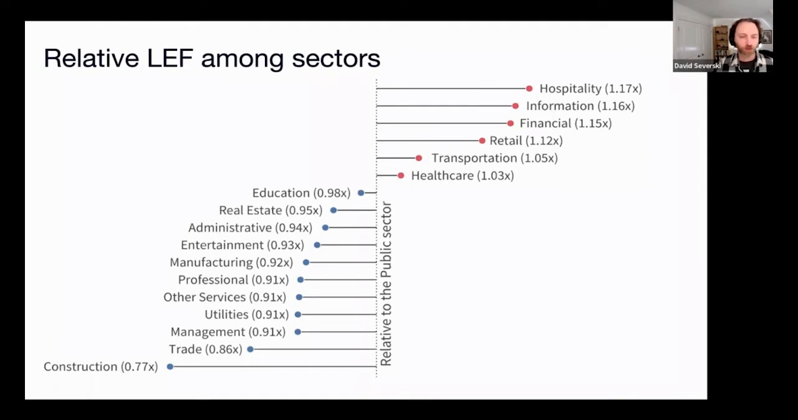How do these differ? So for hospitality, it is our highest propensity to have one of these events at 1.17 times the rate of the public sector. Construction is way down the list there. We think that is partly because we don't have a lot of information on the construction sector. We have great information on hospitality, information, education, et cetera there. Construction is a little bit sparser in nature.